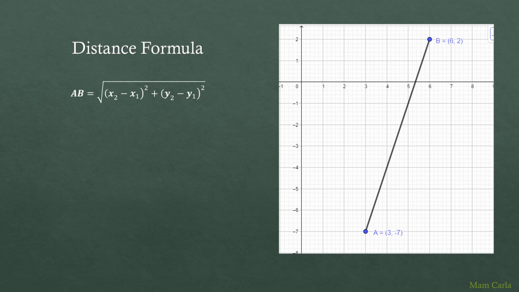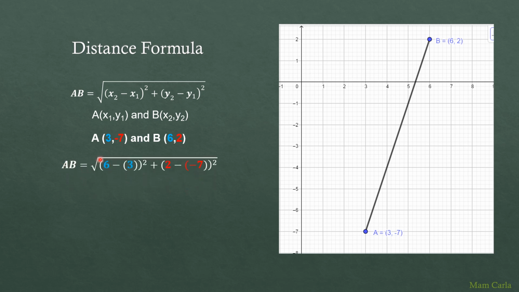Let's have another example. Let us find the distance between points A and B. For A, we have the coordinates (3, -7), and B has (6, 2). In this case, we have x sub 1, which is 3, y sub 1, which is -7, x sub 2 is 6, and y sub 2 is 2. Substituting these values to the formula, we have AB equals the square root of (6 minus 3) squared plus (2 minus -7) squared.